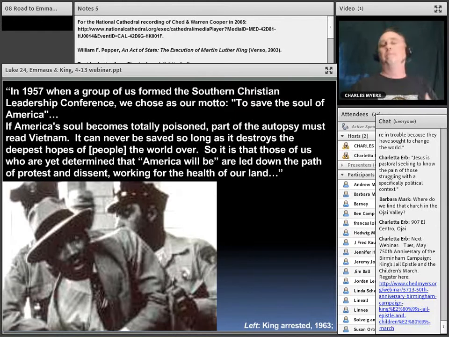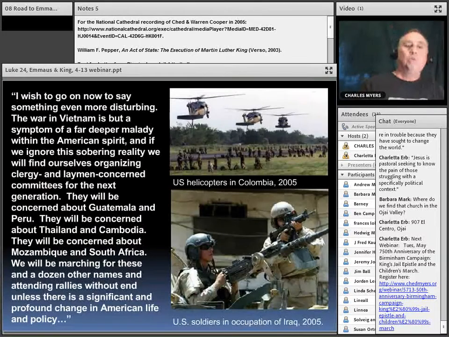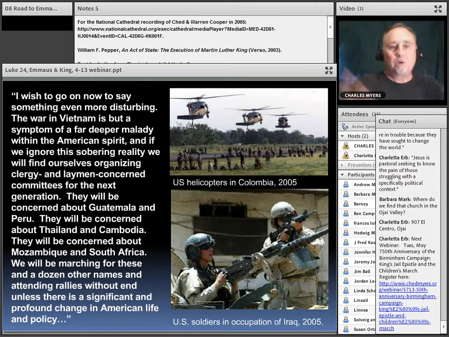And here he really critiques imperialism, talking about America's soul being poisoned by its military adventures the world over. And then he says some pretty amazing things. He says, I want to say that something even more disturbing. The war in Vietnam is but a symptom of a far deeper malady within the American spirit. And if we ignore it, we will find ourselves organizing protest groups for the next generation. Well, that was truly prophetic, because that's exactly what we've done.